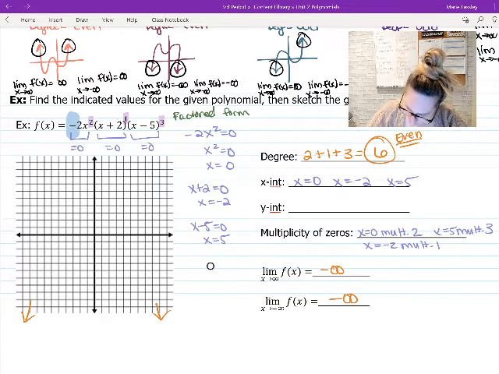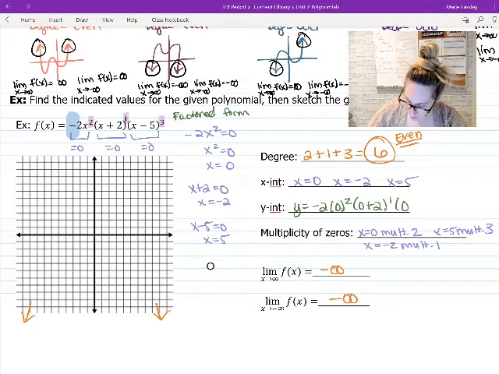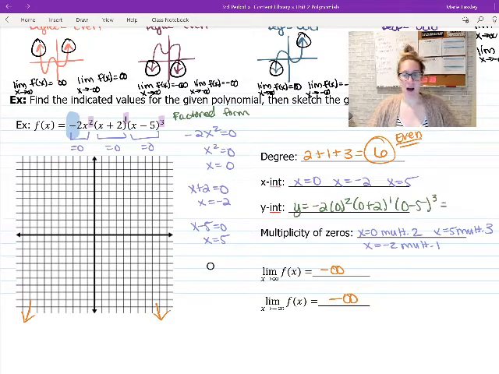So that is y equals negative 2 times 0 squared, 0 plus 2 to the first, and 0 minus 5 cubed. I'm going to go ahead and use a calculator because I don't want to do 5 cubed in my head. So negative 2, 0 squared, parentheses, 0 plus 2, parentheses, 0 minus 5 to the power of 3.